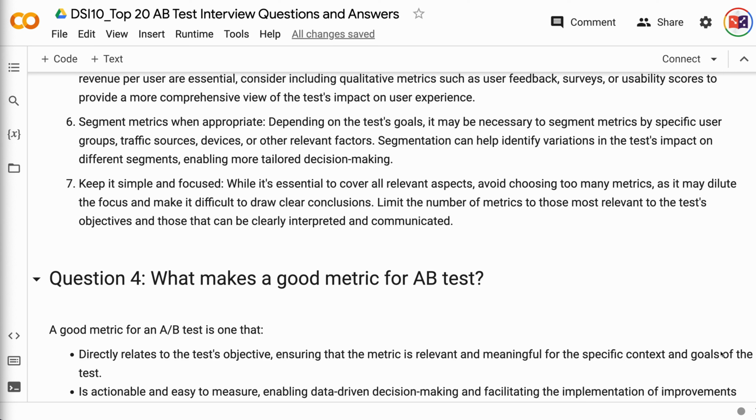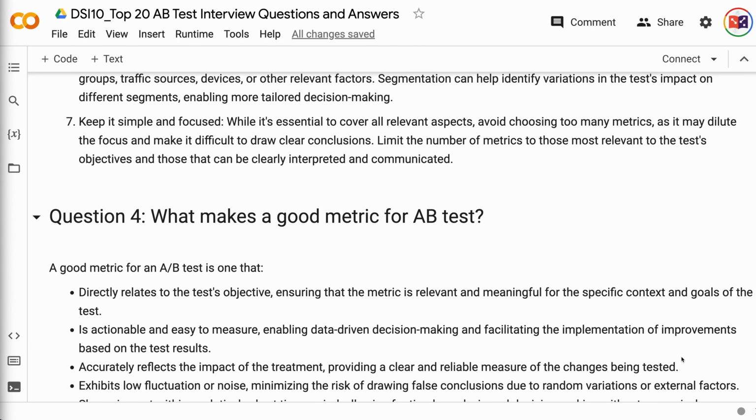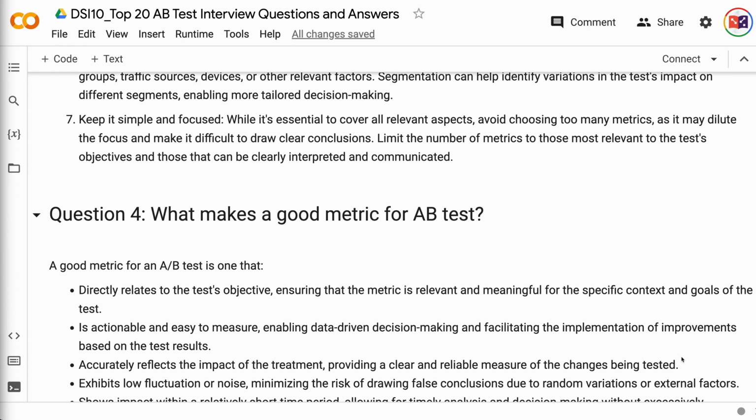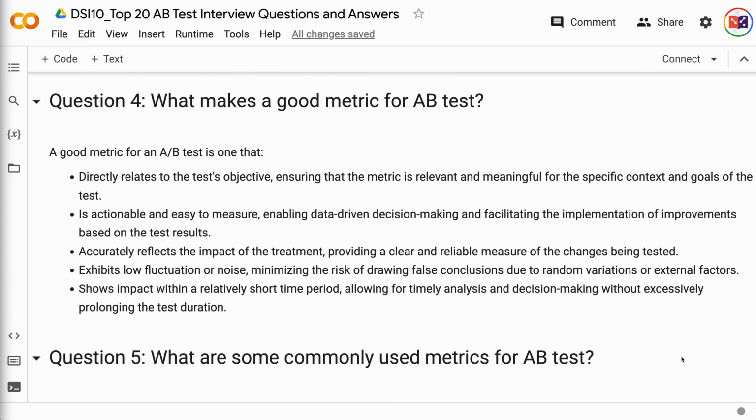7. Keep it simple and focused. While it's essential to cover all relevant aspects, avoid choosing too many metrics, as it may dilute the focus and make it difficult to draw clear conclusions. Limit the number of metrics to those most relevant to the test's objectives and those that can be clearly interpreted and communicated. Question 4. What makes a good metric for a hypothesis test? A good metric for a hypothesis test is one that 1. Directly relates to the test's objective, ensuring that the metric is relevant and meaningful for the specific context and goals of the test.